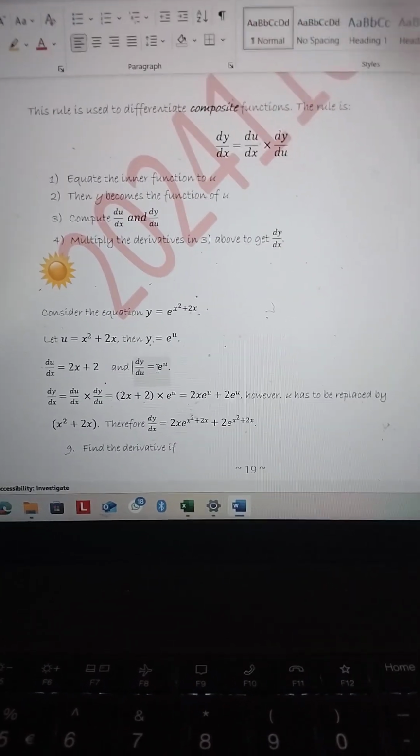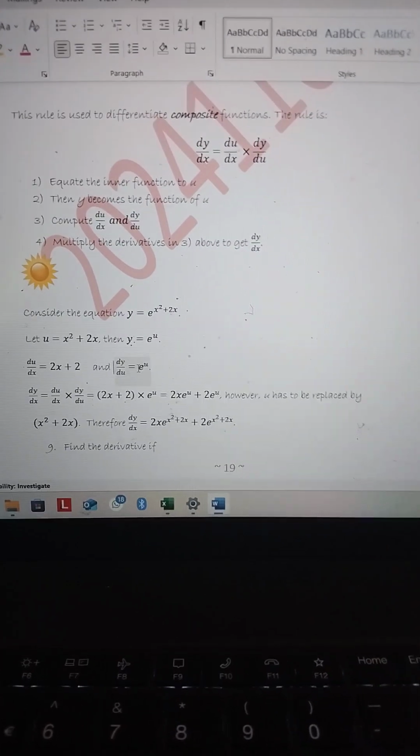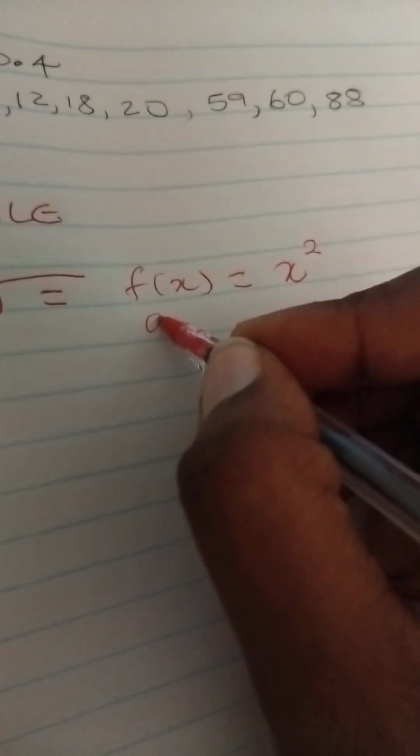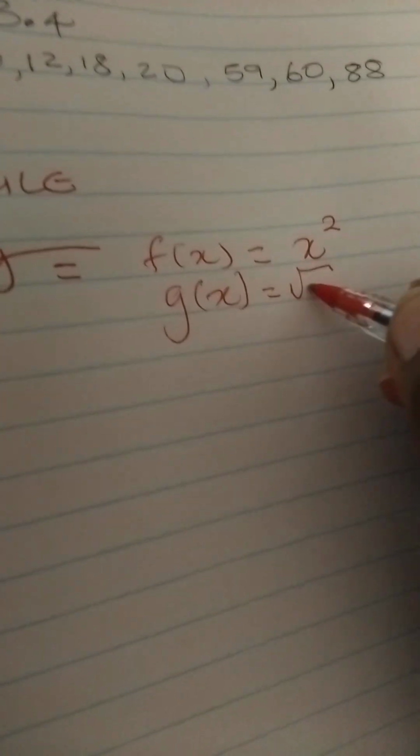So let us do a reminder ya hore nahana composite function ke. A composite function is when you have a new function e o e etsang ka di-function tse ding. Mohlala, suppose that you have f of x equal to x squared, and maybe you have g of x equal to the square root of x.